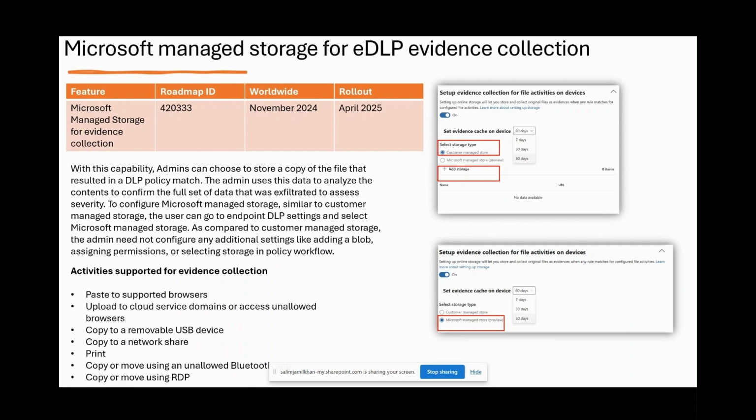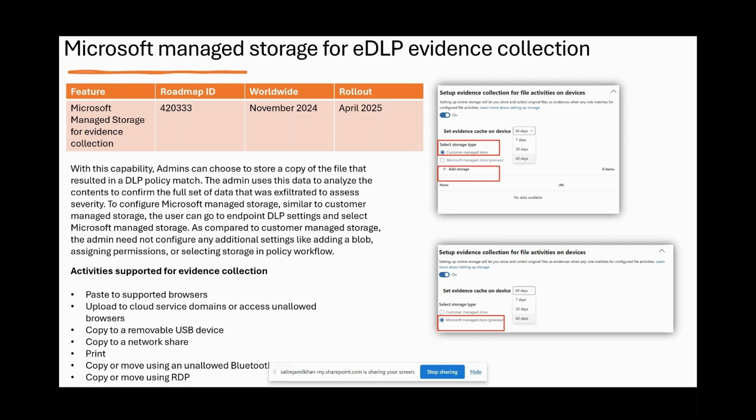Now, with this capability, admins can choose to store a copy of the file that resulted in a DLP policy match. The admins use this data to analyze the contents to confirm the full set of data that was exfiltrated. To configure Microsoft Managed Storage, similar to customer managed storage, the users can go to the Endpoint DLP settings and select Microsoft Managed Storage. As compared to customer managed storage, the admins need not configure any additional settings like adding a blob URL, assigning permissions, or selecting storage and policy workflow. We'll talk in depth about each of these, and I'll show you in a demo.